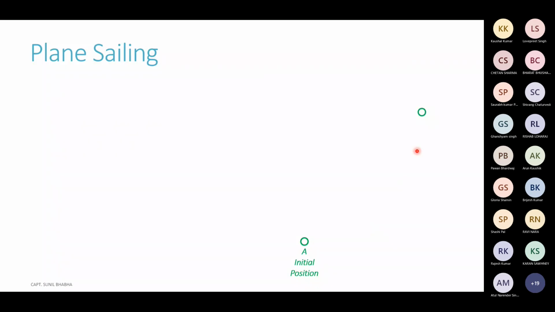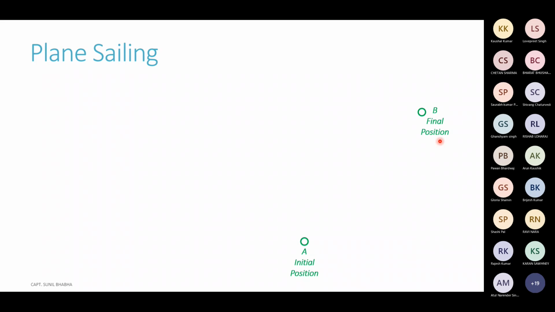Let's assume that the vessel wants to reach this particular position displayed on the screen now. I'm highlighting it with my laser pointer. This is our destination position. Let's mark it as B. This is our final position where we want to go. Now we know what is our initial position, and we know what is our destination.